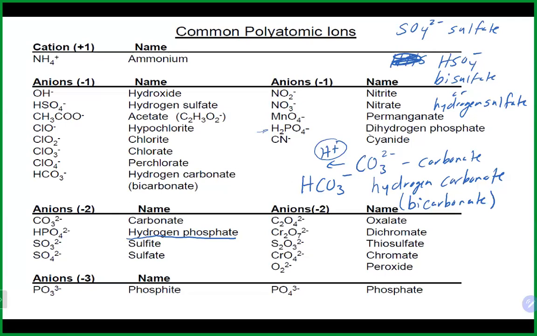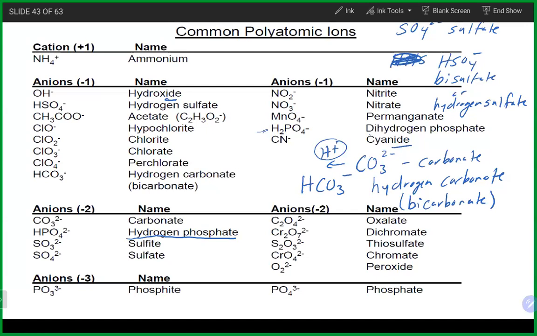Although a vast majority of them do end in either ite or ate, there are some polyatomic ions that end in ide as well. Hydroxide, OH minus, ends in ide. Cyanide ends in ide. Azide ends in ide. But a vast majority of them will probably be ate or ite. Any questions on that? All right, so let's try a few here just to make sure.